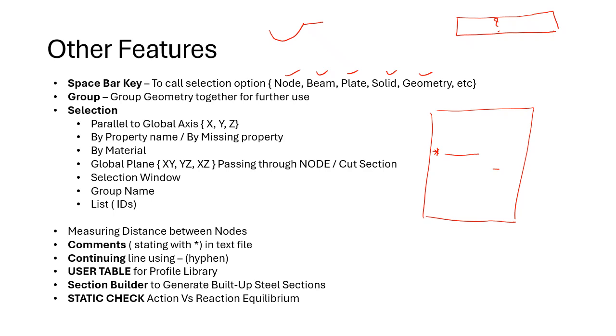The tool available in STAAD to create a built-up section is called the section builder. And in analysis we can perform a static check, like what was my total action and total reaction. The total reaction will give again some Fx, Fy, Fz, Mx, My, Mz. Using this, we can find where the action is and where the reaction is.